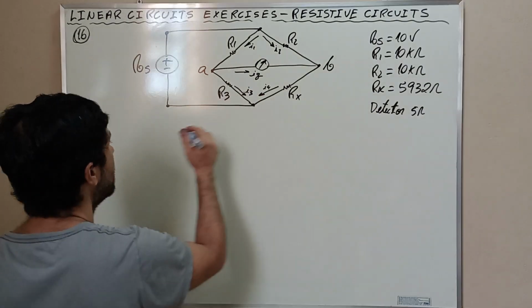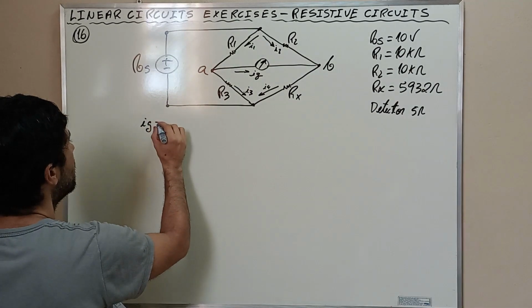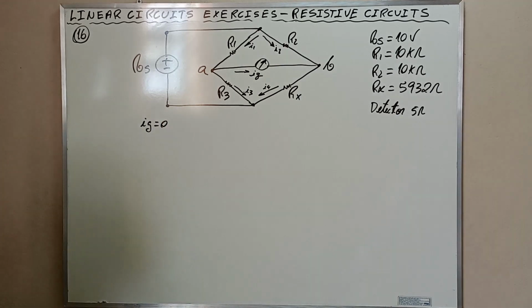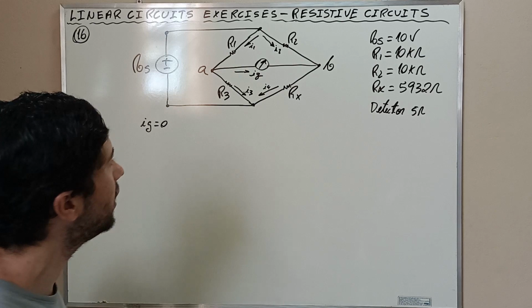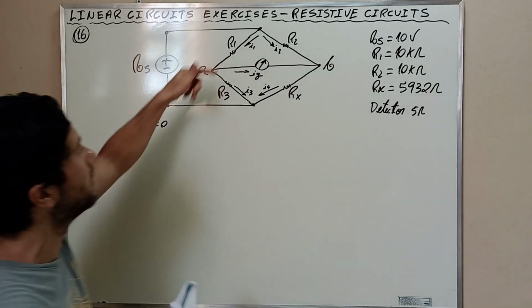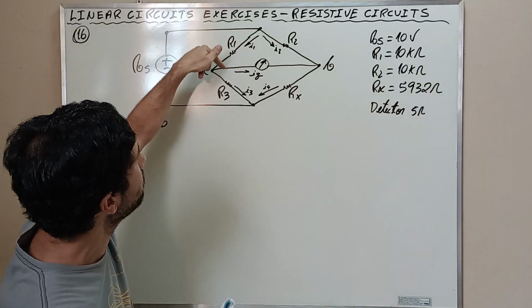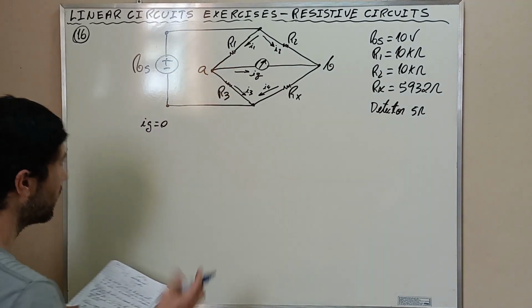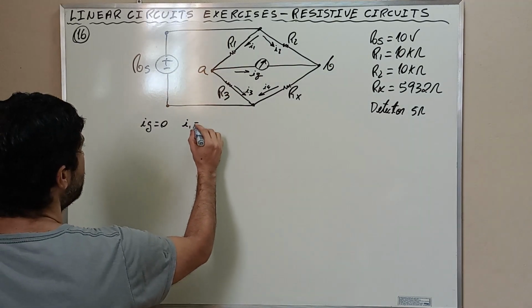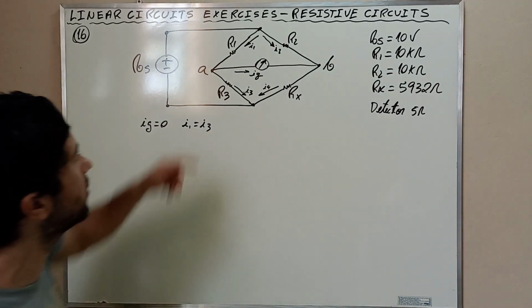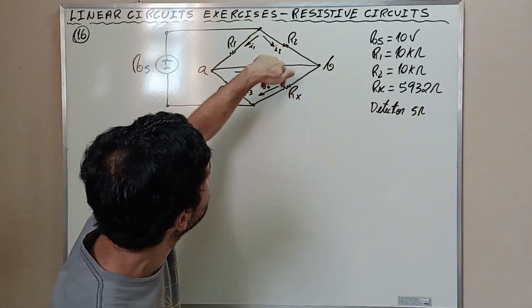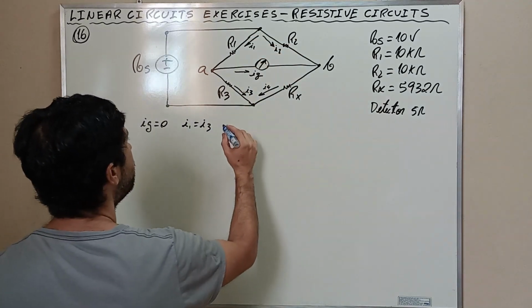Let's suppose that Ig is equal to 0, okay? This is our first assumption. Let's suppose that Ig is equal to 0. There is no current flowing there. And in this way, we find that I1 is equal to I3, okay? I1 is equal to I3. Likewise, we find that I2 is equal to I4.